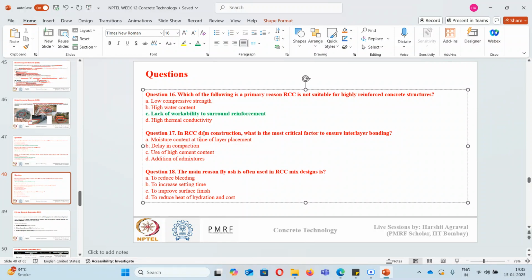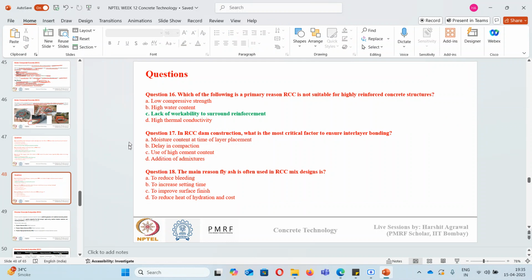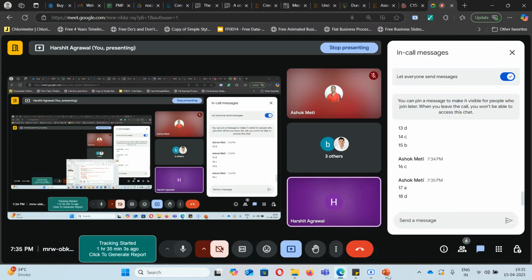Now, question 17. In RCC dam construction, which is the most critical factor in ensuring interlayer bonding, so between different layers, what is most critical in ensuring bonding in roller compacted concrete? Since the concrete is very dry, there can be an issue that bonding between two pours may not be proper if there is a slight delay between two pours in dam construction because of the dry consistency.